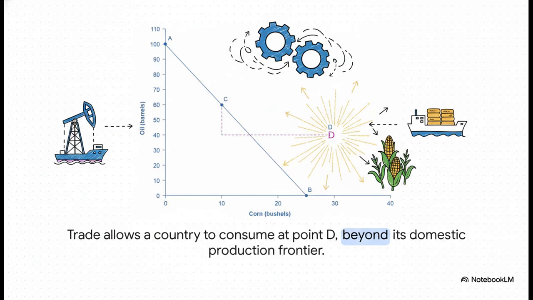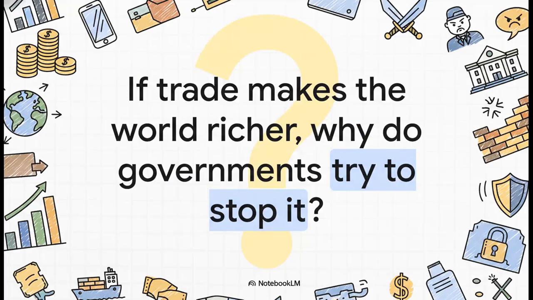Look at this graph for Saudi Arabia. Their production limit is that solid blue line, but by trading their extra oil for US corn, they can now consume at point D, a combination of goods that was literally impossible for them to make on their own. They are just undeniably better off. So this all seems pretty great, right? Specialization and trade make everyone wealthier, which leads us to a massive paradox.